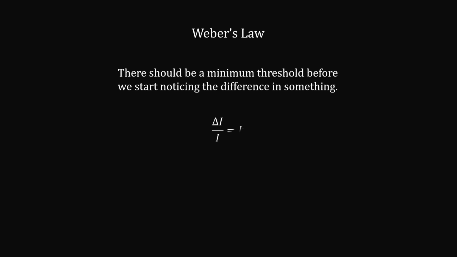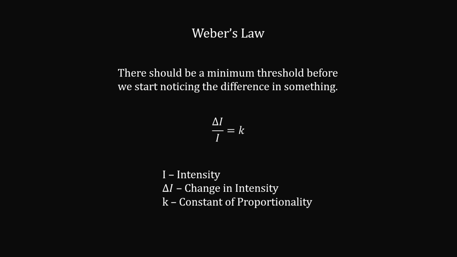Mathematically, Weber's law is given as delta I over I equals k, where I is the intensity, and delta I is representing the change in the intensity. It shows that this fraction should be a constant k. This k varies depending on what you are trying to measure.